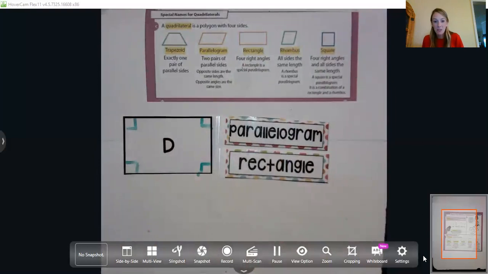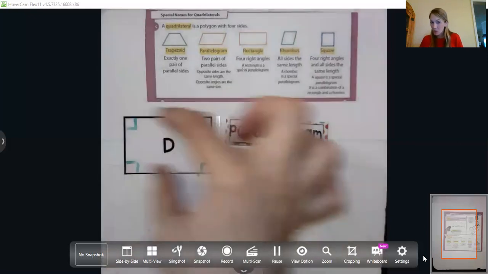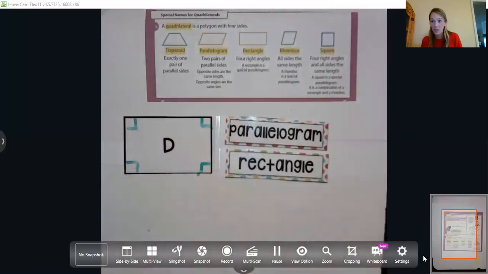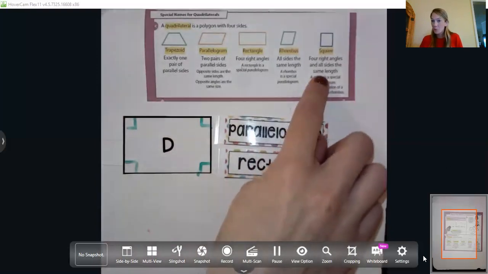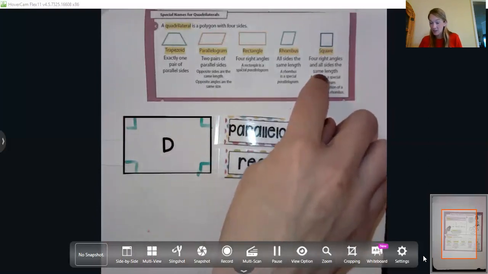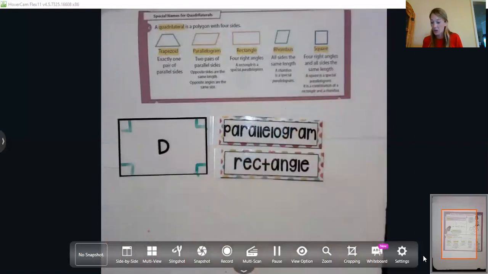Could it be a rhombus? Are all sides the same length? I would say no, because I have two long sides and two short sides. So no, it cannot be a rhombus. Could it be a square? 4 right angles. It does have that, but are all sides the same length? No, so it can't be a square. So this one can only be a parallelogram or a rectangle.